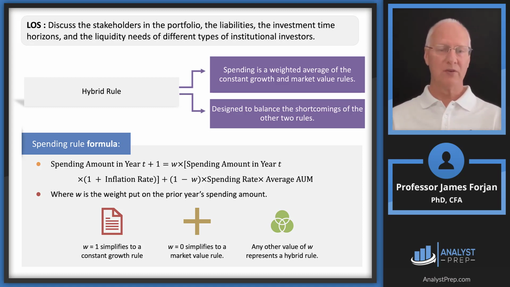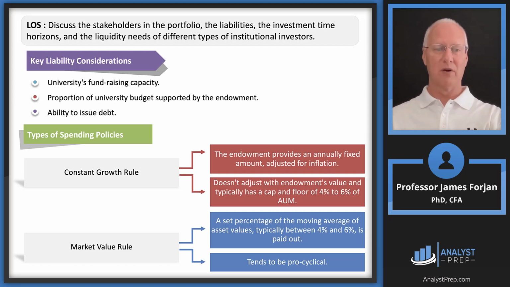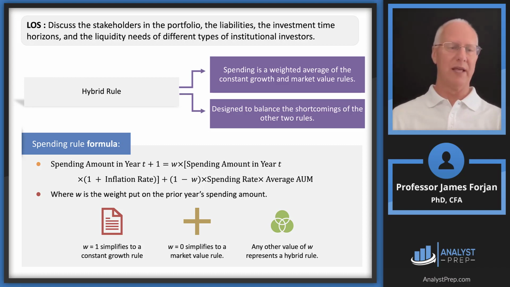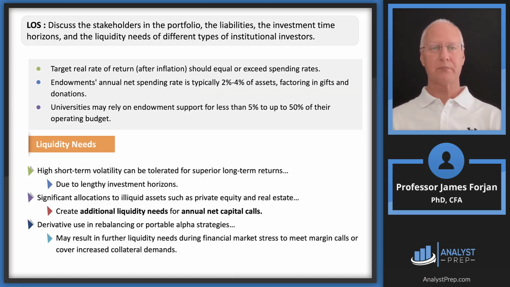Spending rule formula questions may pop up on the exam. Just remember that the spending amount is a function of what you picked. Is it the constant growth? Is it the market value? Is it a hybrid? That's the W inside of there. And then how much you spent last year, what you think the inflation rate is, and the size of the assets under management. You can have a target rate, an endowment's annual net spending rate of 2 to 4%.